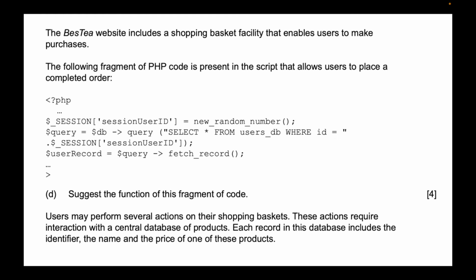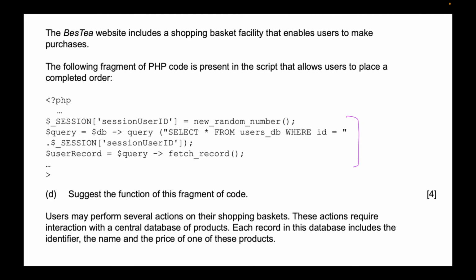Okay, so here's another example. Right here we have a shopping basket, and we've got a fragment of PHP code. Now this is something you may not have seen before. Right here we're using a session. A session is basically like a temporary storage variable to store some data. Usually involves user login information.